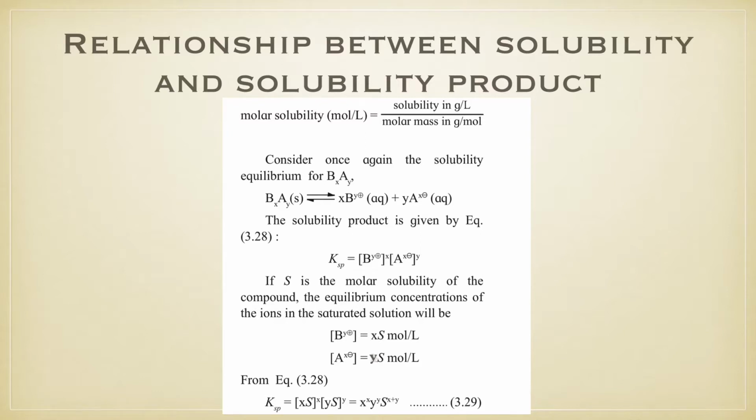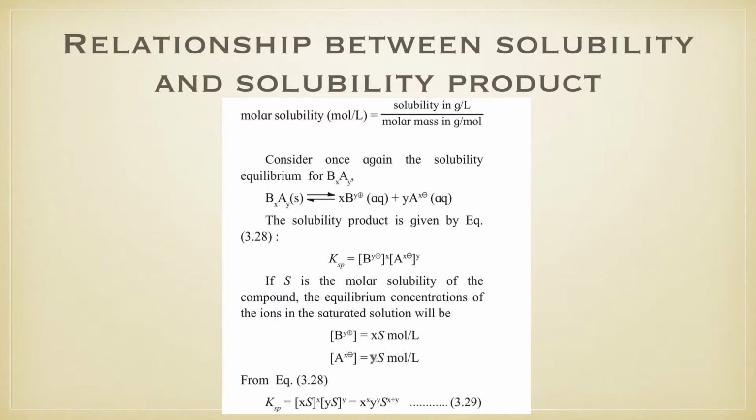To learn the relationship between solubility and solubility product, first we have to consider the solubility equilibrium that we learnt in the previous class. For example, if the sparingly soluble salt is BxAy, the equilibrium is given as: BxAy gives x moles of B raised to y plus, plus y moles of A raised to x minus, where y plus and x minus are the charges of their respective ions.